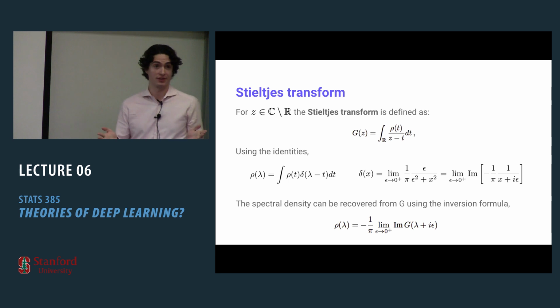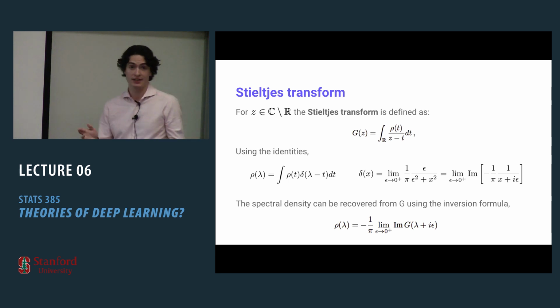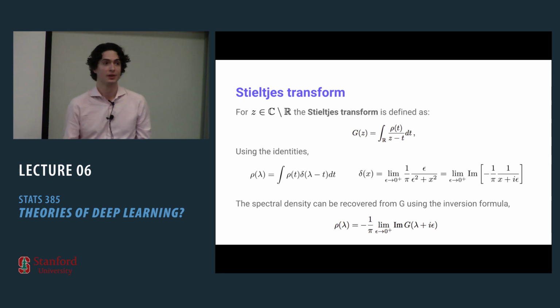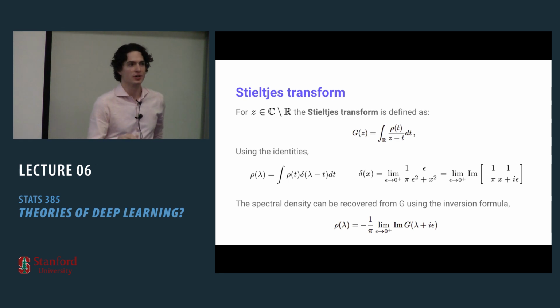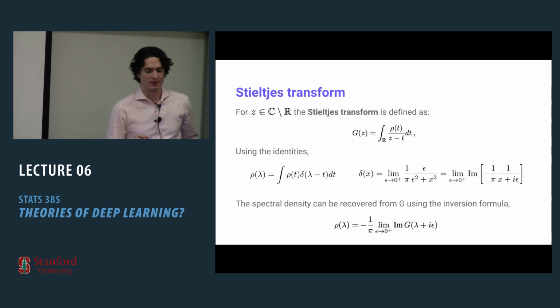So there's this object, the Stieltjes transform, which is related to the spectral density by this integral, and it encodes the spectral density in its imaginary part. And this Stieltjes transform is quite useful, and I'll describe how it's useful in the next couple slides.